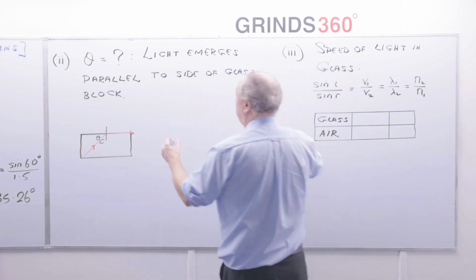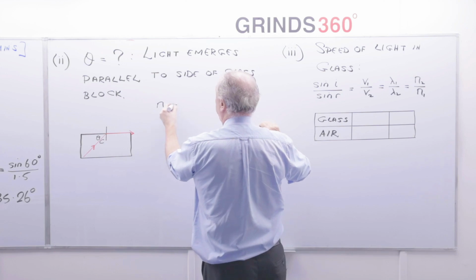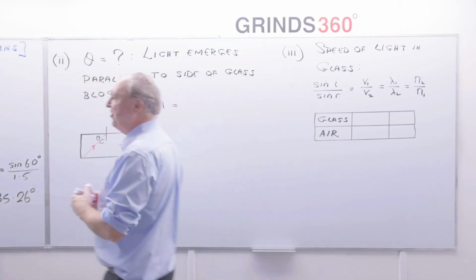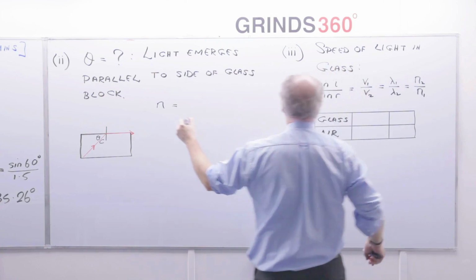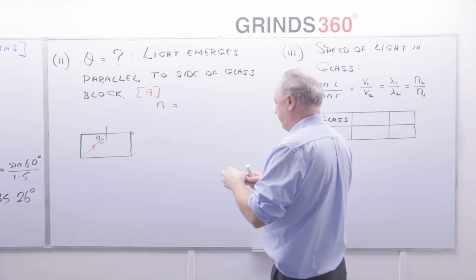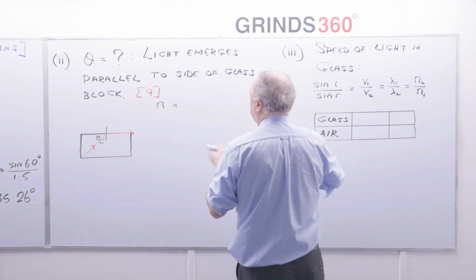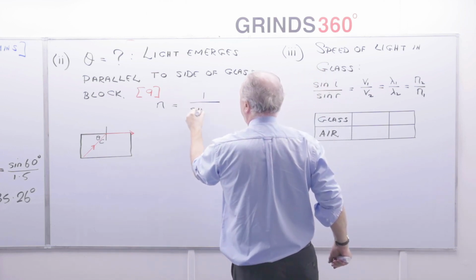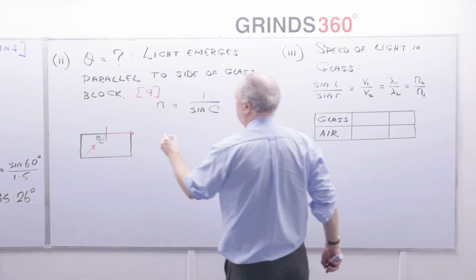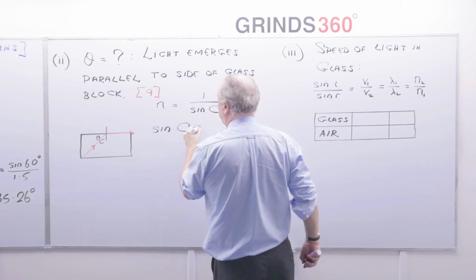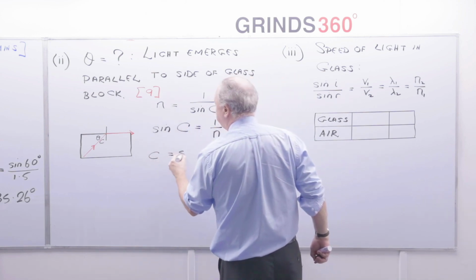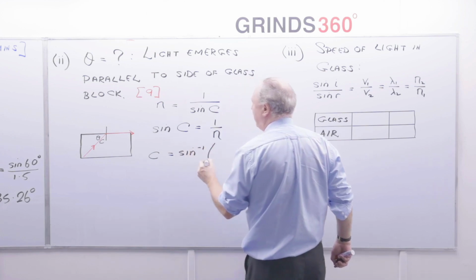Write down your formula. My formula is n is equal to 1 over sine C. Let me write down the number of marks which I forgot to do. It's going to be 9 marks for this question altogether. So n is equal to 1 over sine C. Slide the sine C up and the n down. So sine C is equal to 1 over n, and therefore C is the inverse sine of 1 over n.